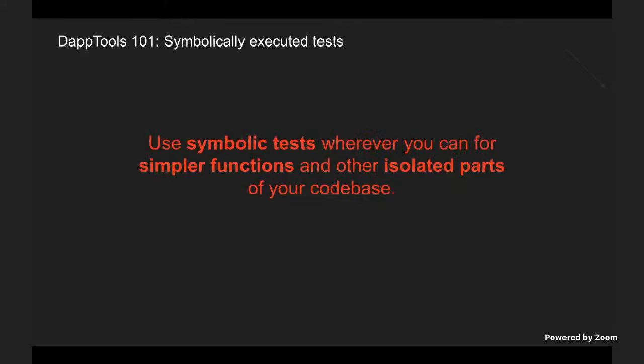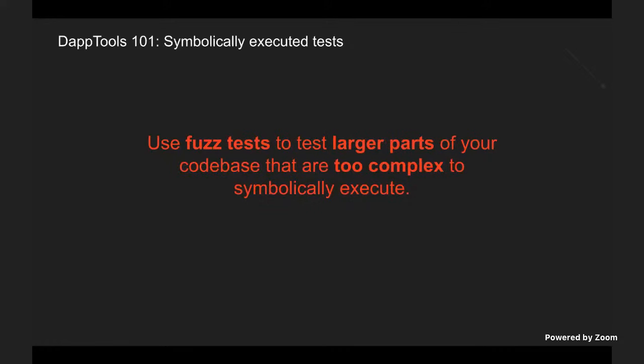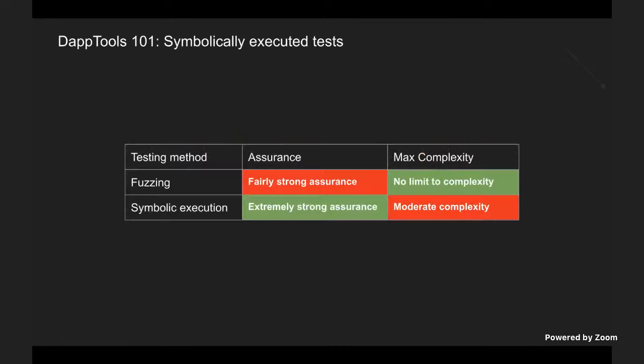So use symbolic tests for things like math functions, which don't have a lot of possible branches, or isolated parts of your code base. But you're probably going to end up using fuzz tests for larger parts that are too complex to symbolically execute. Just a quick comparison. With fuzzing, you get fairly strong assurance. It depends on how long you run the fuzzer, and there's no limit to the complexity of tests it can run. With symbolic execution, you get near 100% assurance, but it can only be used for simpler code.